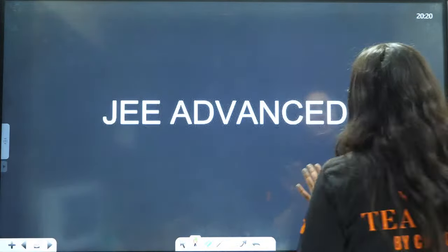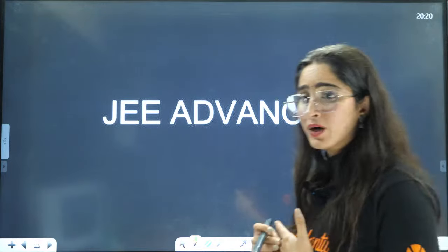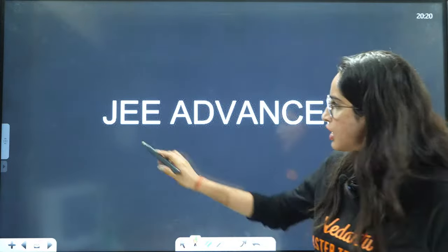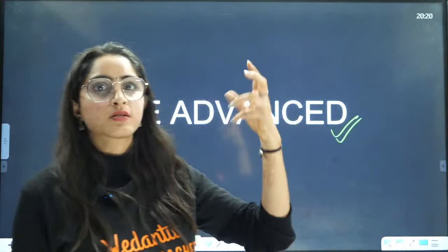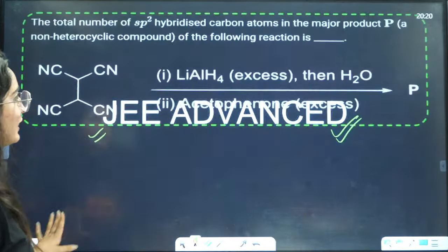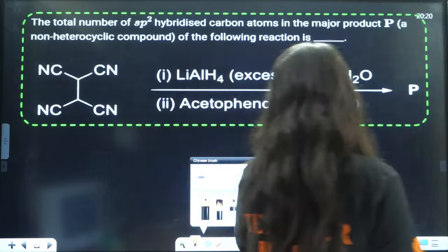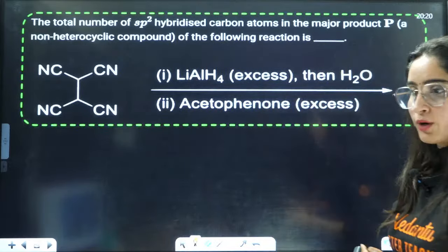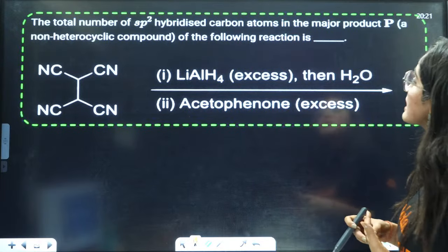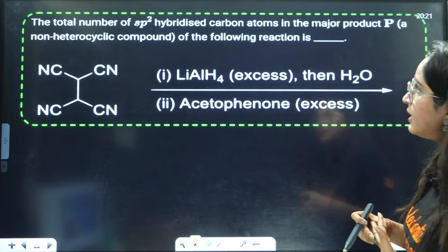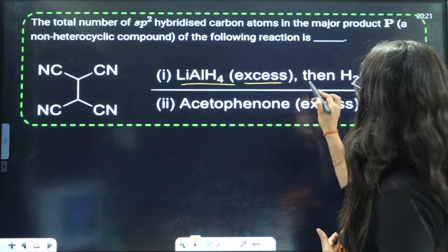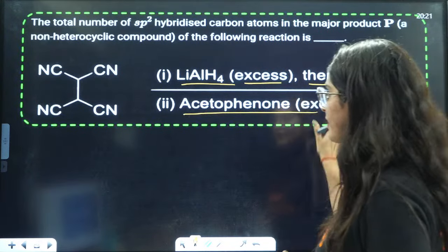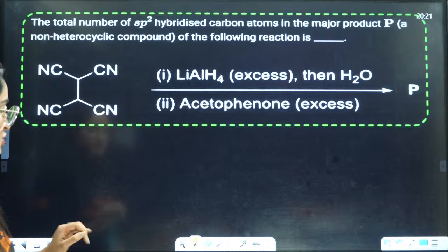Now we are going to do some JEE Advanced questions. What kind of questions do they ask you in JEE Advanced? You should always get an idea, so that it does not come as a surprise to you. The question is: the total number of sp2 hybridized carbon atoms in the major product P of the following reaction. First is excess LiAlH4, then add H2O, then acetophenone. Let us do this reaction. It is a JEE Advanced question, so try to solve it with me.